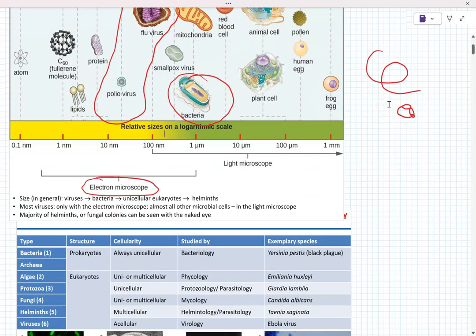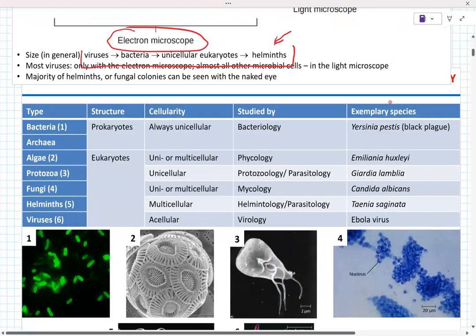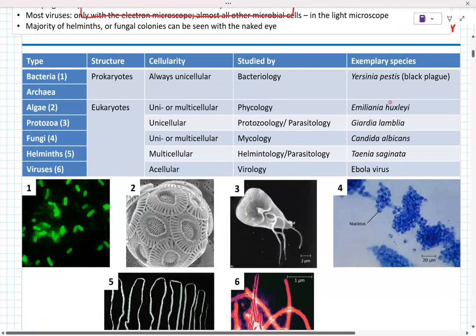Moving on. So in general, this is the sequence of sizes of microorganisms that we're talking about. Viruses are smallest, helminths are the largest. As a matter of fact, most helminths can be observed with the naked eye. Which brings us to the conversation about main structural features that characterize each individual group of microorganisms.